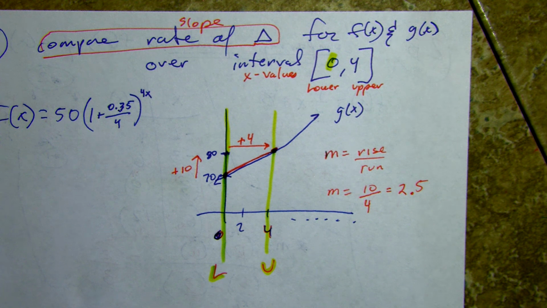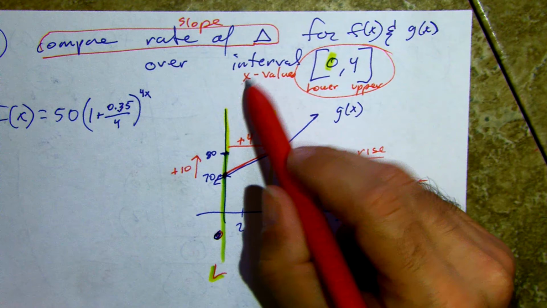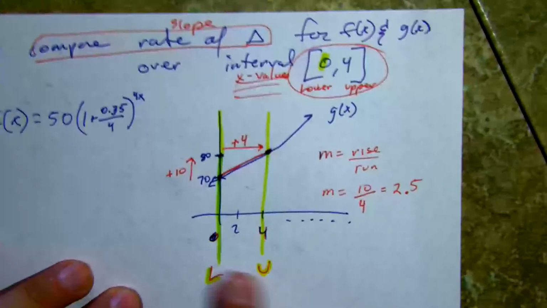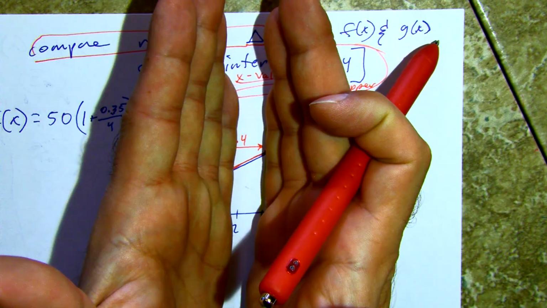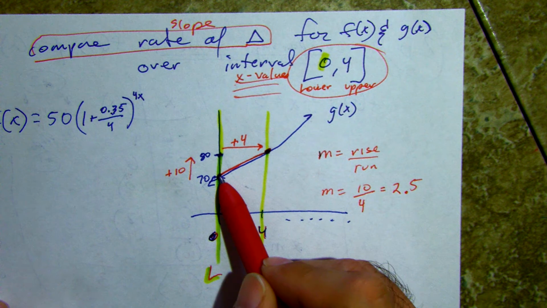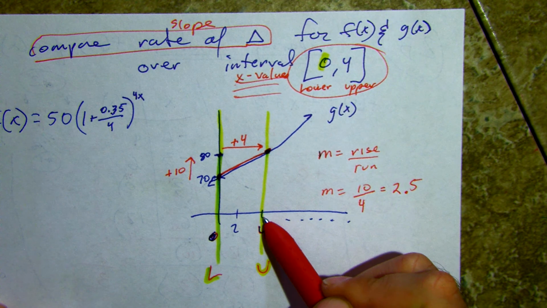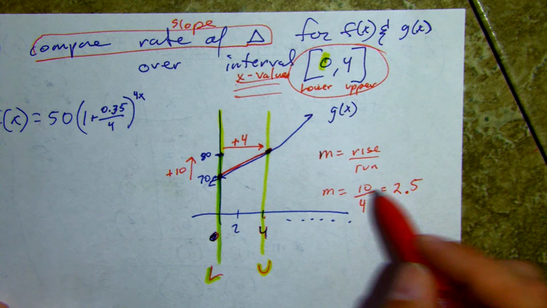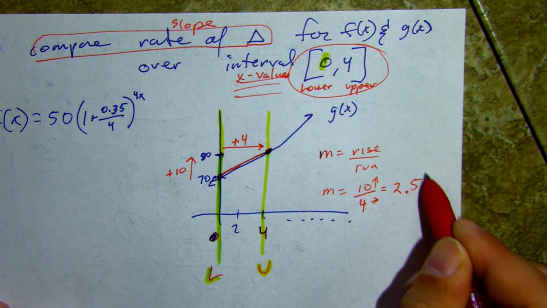You see what I did there with the graph? All you have to do is look at the interval. The interval tells you your x values for the lower and the upper boundary. It's like we cropped the photo. We're just looking between these two lines. I'm at 70 for 0, and at 4 I'm over here at 80. So I had to go up 10 over 4, rise over run, positive 2.5. That's my slope.